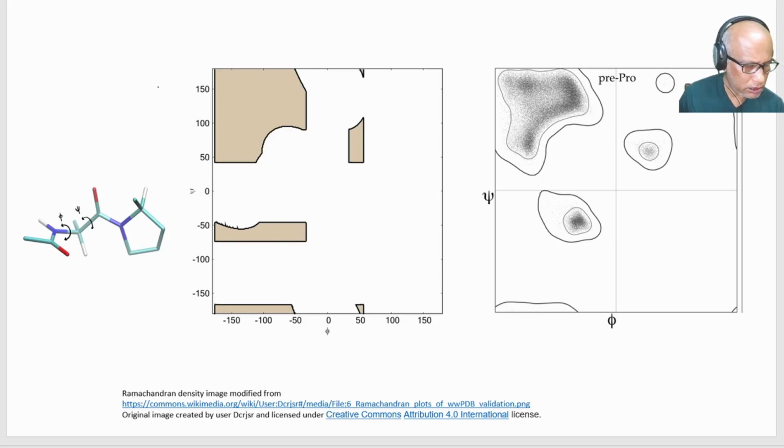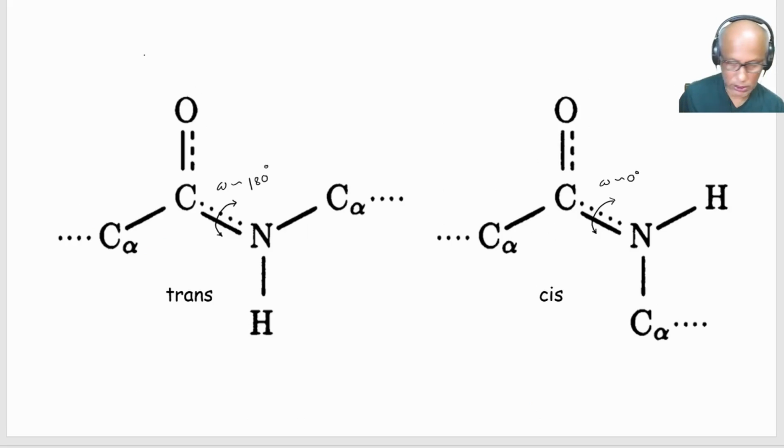Now let us move to another special case, again involving proline. When we discussed the peptide geometry, we had always said that because of the delocalization out here, the peptide bond has a partial double bond character, and generally this is in the trans conformation where omega is equal to 180 degrees. But sometimes omega can also be around 0 degrees.